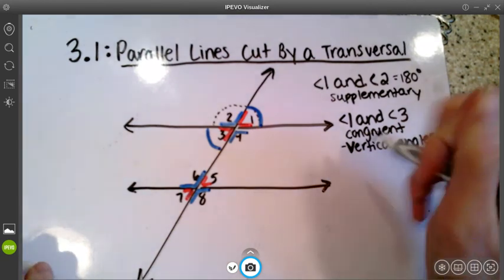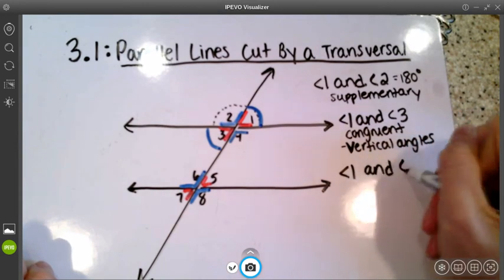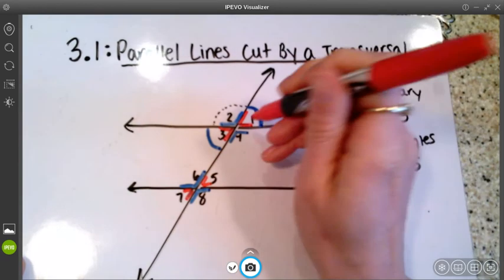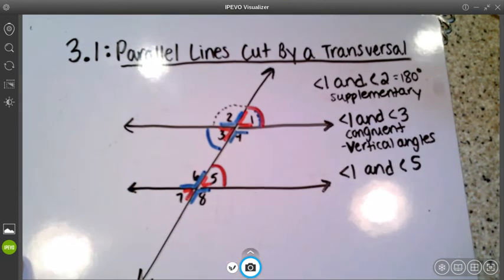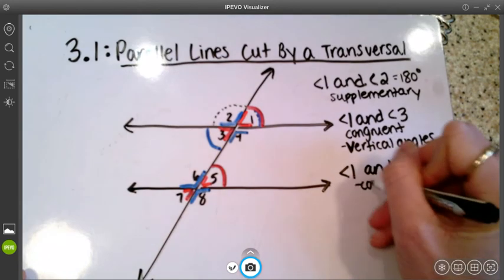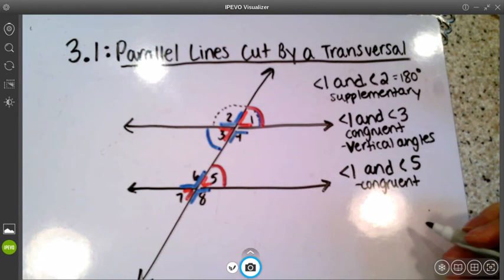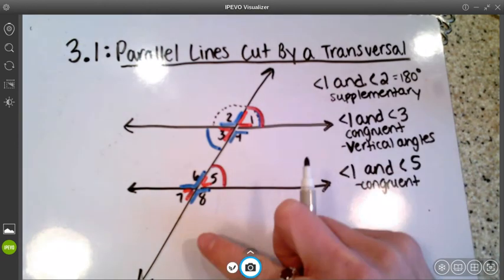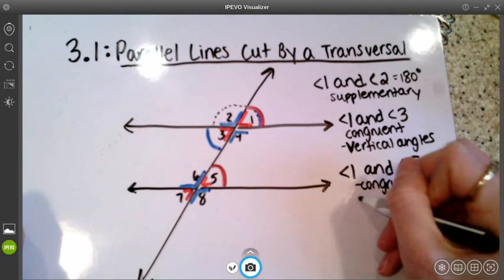Let's talk about the next angle relationship. Let's say angle 1 and angle 5. So let's look at 1. Okay, and let's look at 5. First step, are they congruent? Are they the same angle? Yes, they are congruent. That is always important to note first. Next, they are congruent. What relationship do they have? Well, they're on the same side of the transversal and they're the same angle. So we call these corresponding.